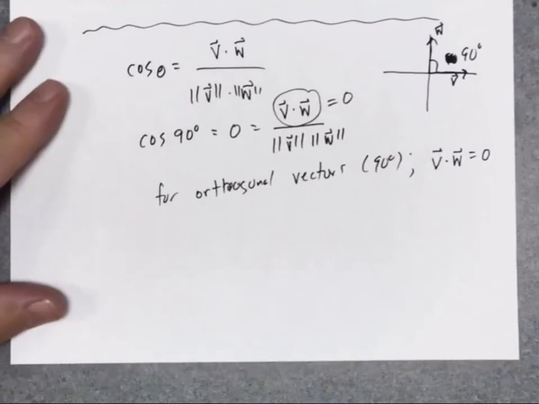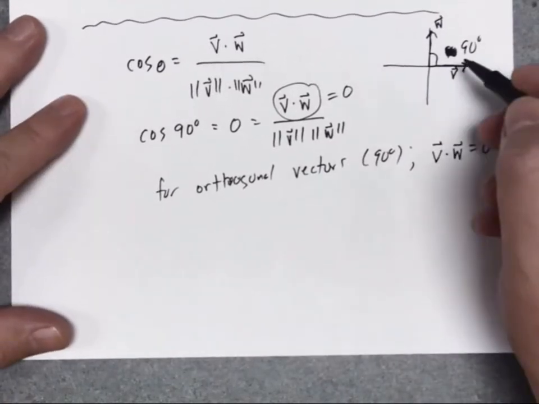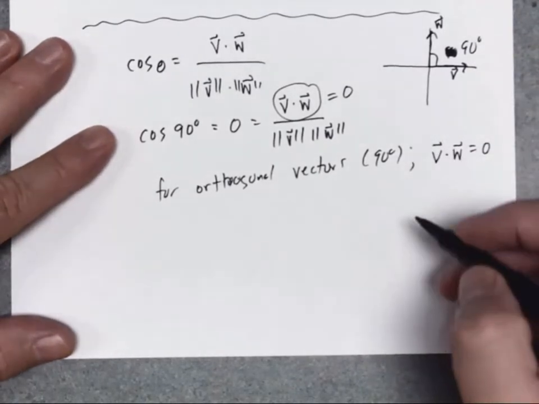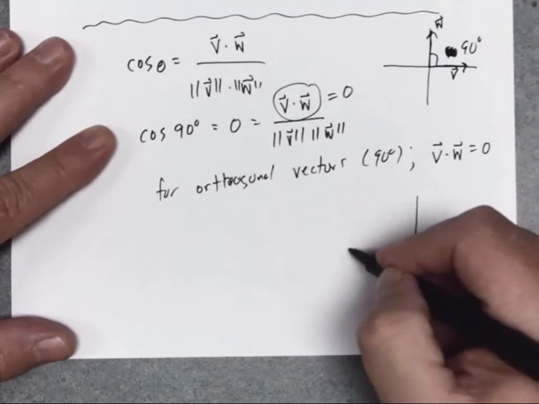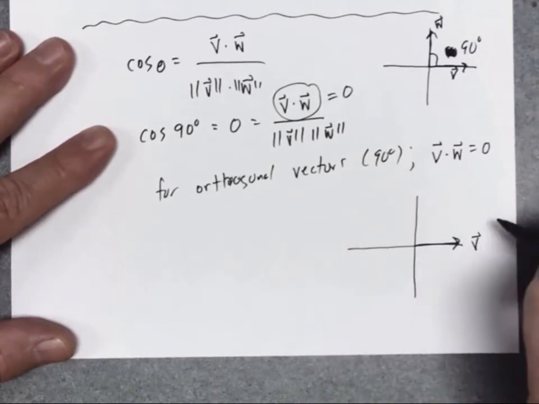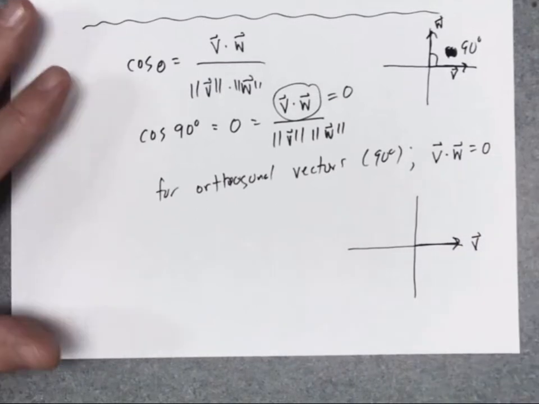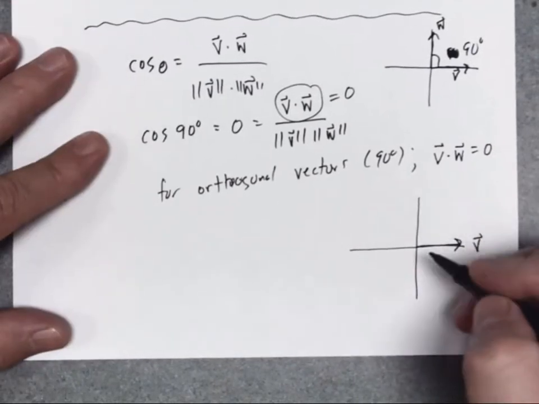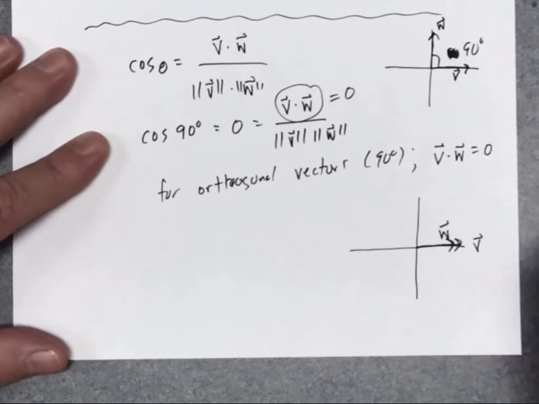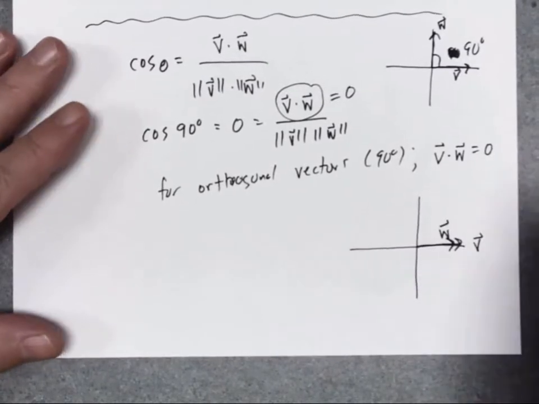Now let's think some more. How about if the vectors are parallel vectors? So here's my v vector. Now parallel vectors, there's two possibilities. I could put the w in the same direction. Let's see what happens here to our equation.